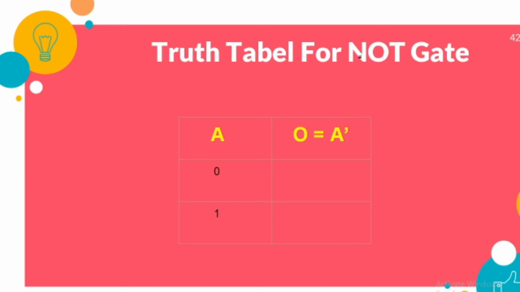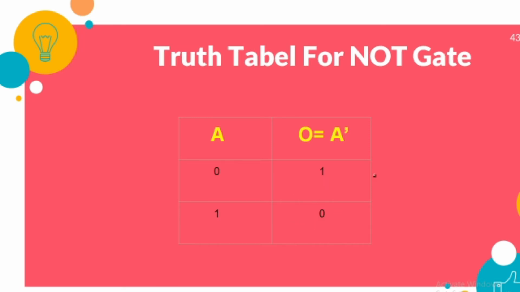Now discuss the truth table. In this case, we have only two possibilities, that our input may be 0 or 1. So the output will be the complement of our input. The complement of 0 will be 1 and the complement of 1 will be 0. This is the final table for the NOT gate.